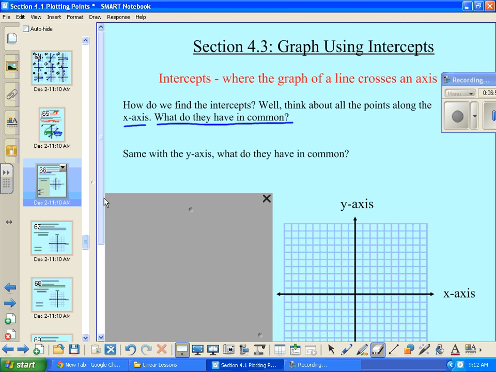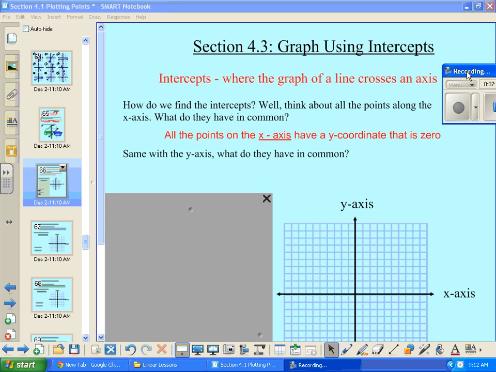So going back to the top here, I'll have you copy down your notes. All the points along the x-axis have a y coordinate that is 0. All of them look something like this.